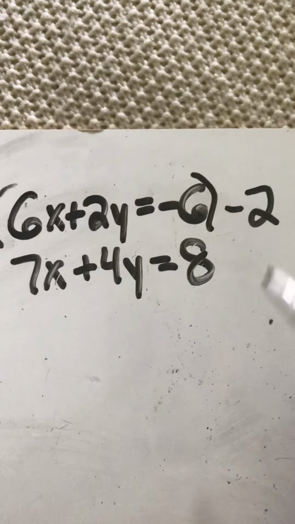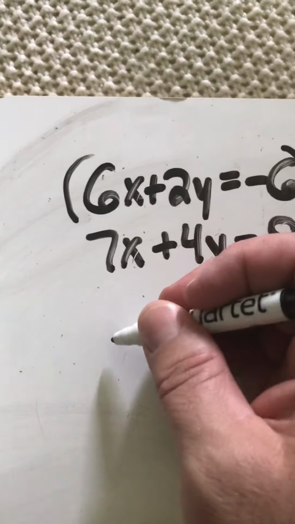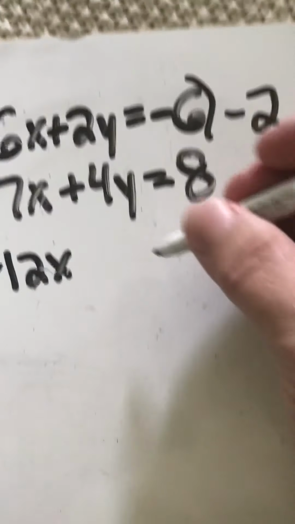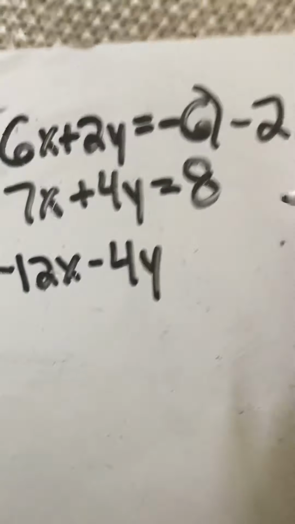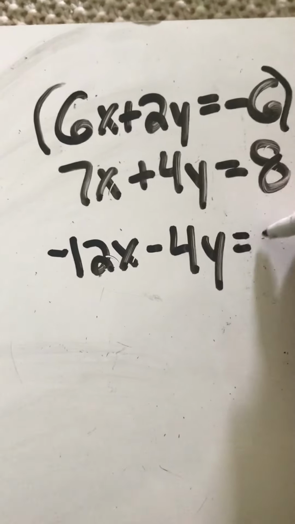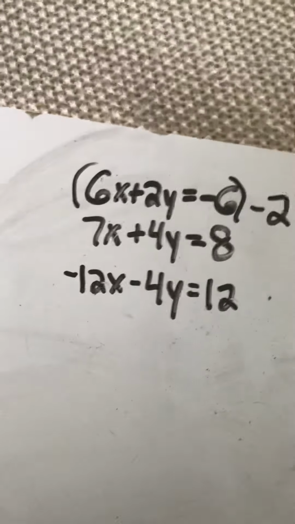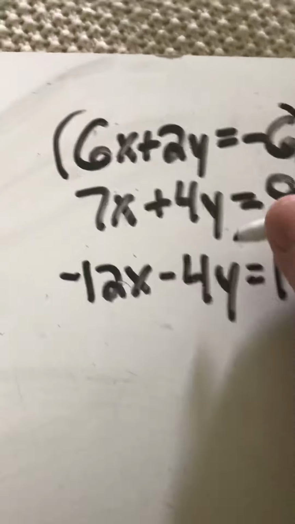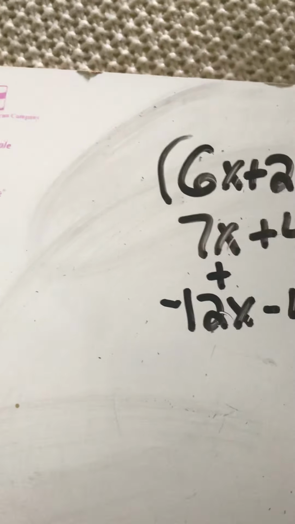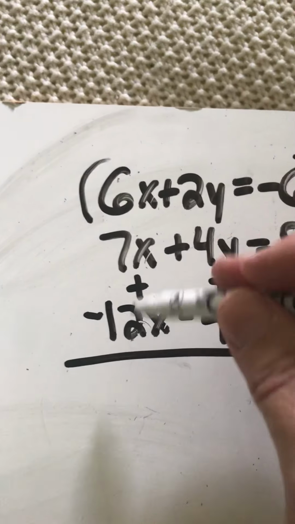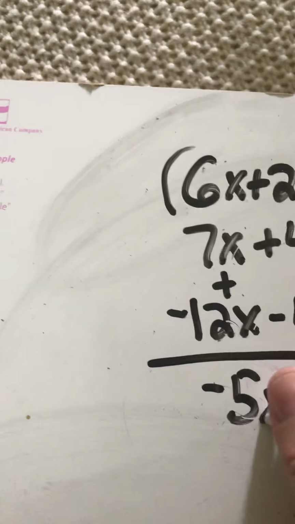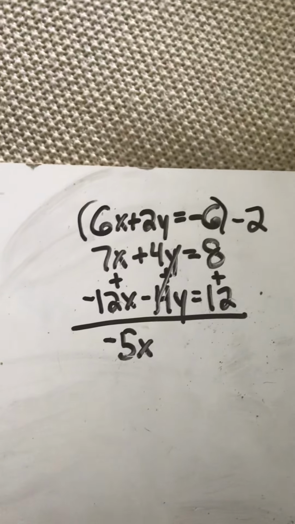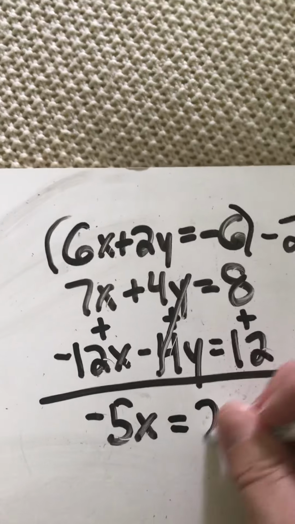Okay? So, negative 2 times 6x would just be negative 12x. Negative 2 times 2y is negative 4y. Negative 2 times negative 6 equals positive 12. So now we can solve using the elimination method. We're just going to add the whole equation. 7 plus negative 12 is negative 5x. Those eliminate because 4 plus negative 4 is 0. And then 8 plus 12 is 20.